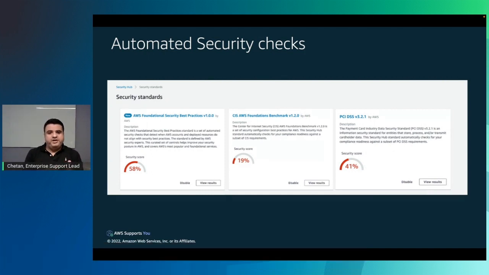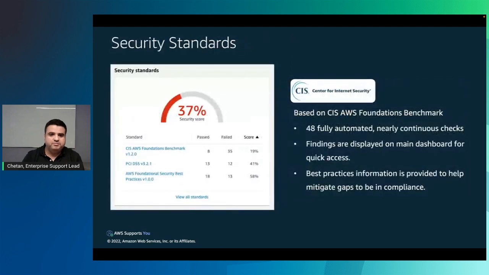Security Hub provides a set of related controls to determine the compliance with the regulatory frameworks, the industry best practices, or even the company policies. So, for example, AWS Foundational Security Best Practices, CIS AWS Foundations Benchmark, and PCI DSS version 3.2.1 as well. We'll cover each of them by looking at what it means.